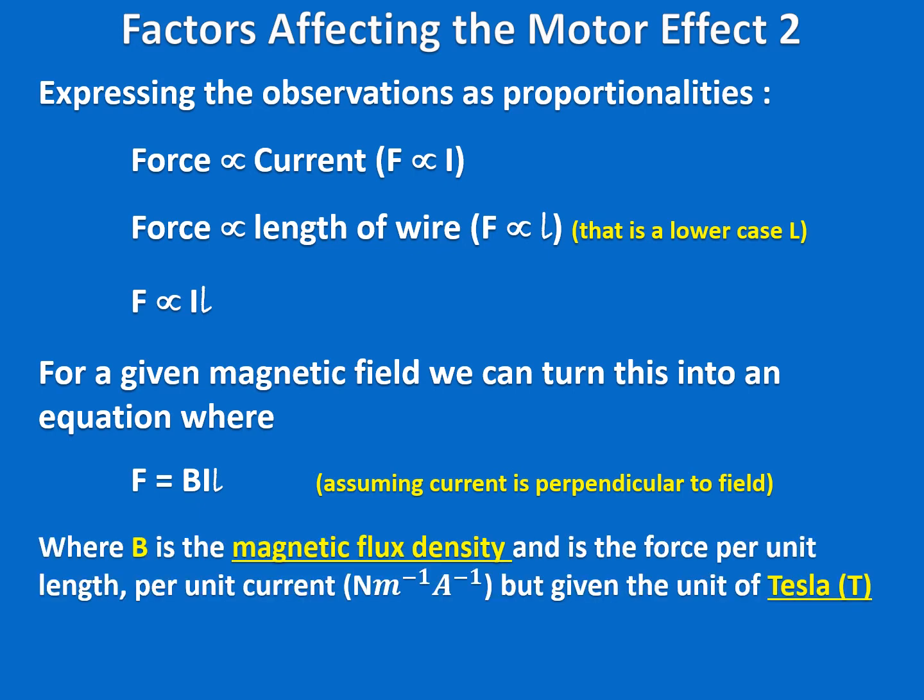B is the magnetic flux density, which has the units Tesla, or the Newton per meter per amp. As I said, we can introduce a sine theta term into the equation above, but that's beyond what we look at at this level. So they're all perpendicular.